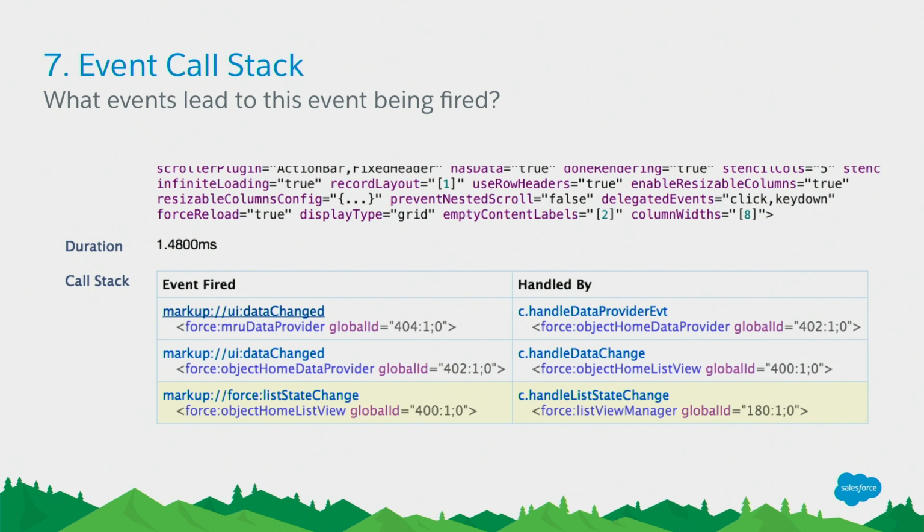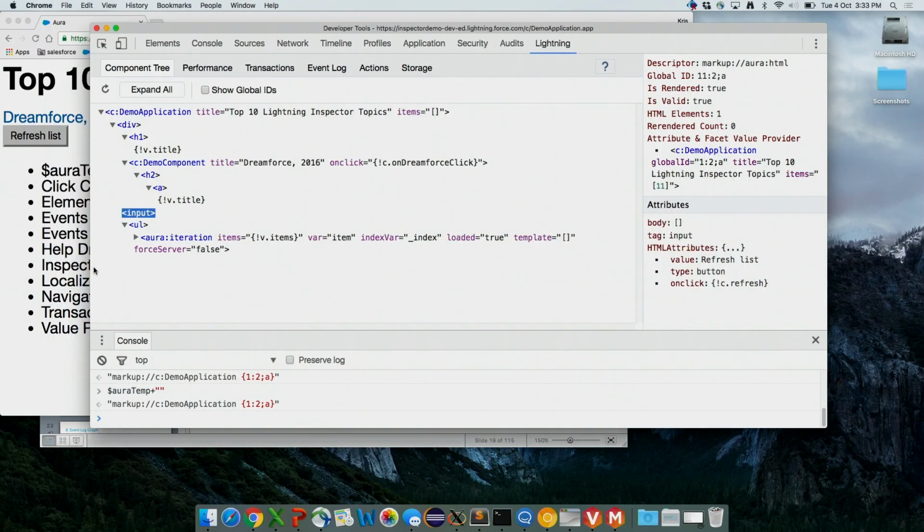Obviously, like I said before, you can double-click on the component tags to see where they are in the component tree. You can click those c-dot references to go to the function definitions for them in the JavaScript.